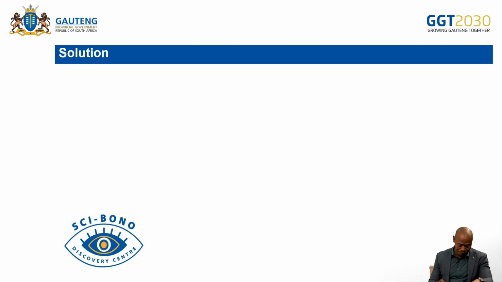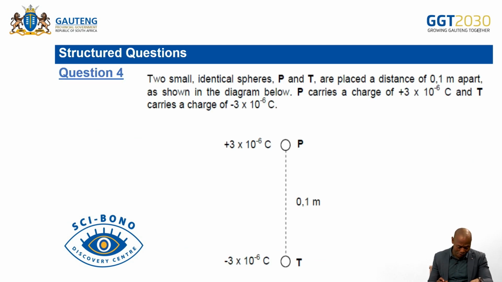Okay. Then here we have two identical spheres P and T, which are placed 0.1 meters apart, as shown in the diagram below. Then P carries a charge of 3 times 10 to the power negative 6 coulombs, and T carries a charge of negative 3 times 10 to the power negative 6 coulombs. What is nice about this question? No conversion. The charge is in coulombs, the distance is in meters. Okay, so this one is clear, right?